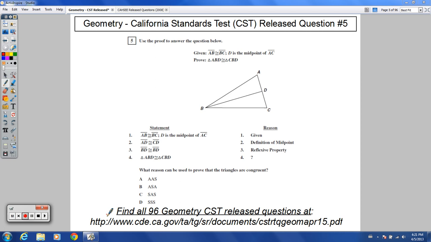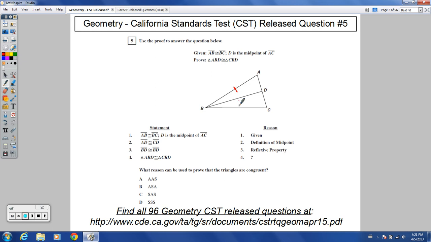This is release question number 5 for the geometry CST test, and it says use the proof to answer the question below. We're given that AB is congruent to BC. So as I go through this, I'm going to put stuff on my picture and mark it up so that I know exactly what's true to begin.